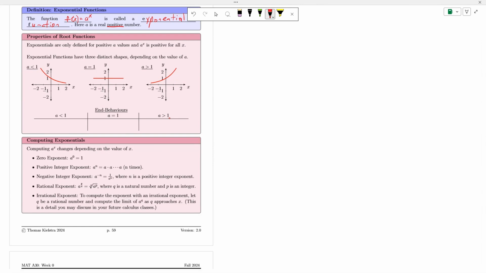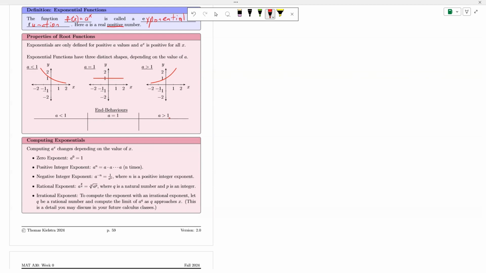Now, here there are three different exponential functions based on the values of a. We have a less than 1. As we go backwards, it goes up. As we go forwards, it goes to 0. We have a equal to 1. It's a straight line. And if a is greater than 1, then as I go to the left, I go to 0, and as I go to the right, I go up to infinity. And notice that all three functions cross through the y-intercept of 1.